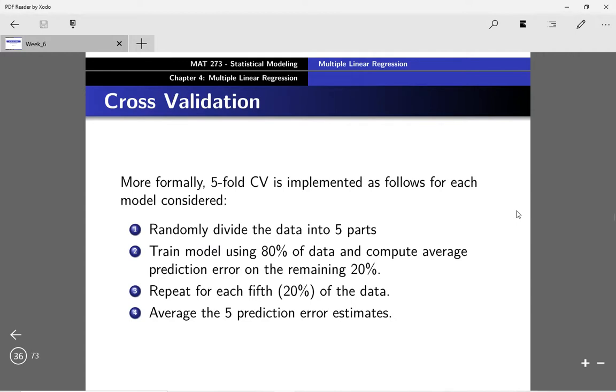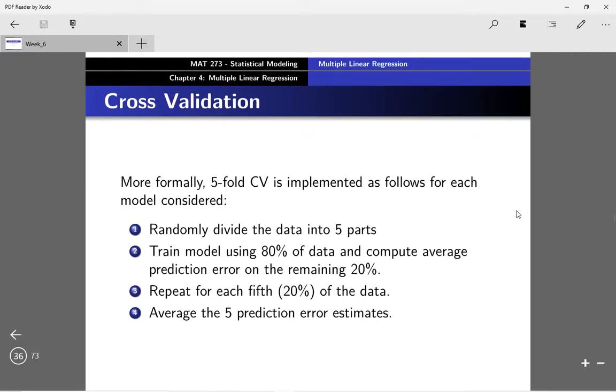We train the model using just 80% of the data, so 4 of these 5 subsets together, and then we compute an average prediction error when we get predictions for the 20% of the data that was left out, the one subset out of the 5 subsets that we left out. So that's on the test set that we're getting predicted values for.